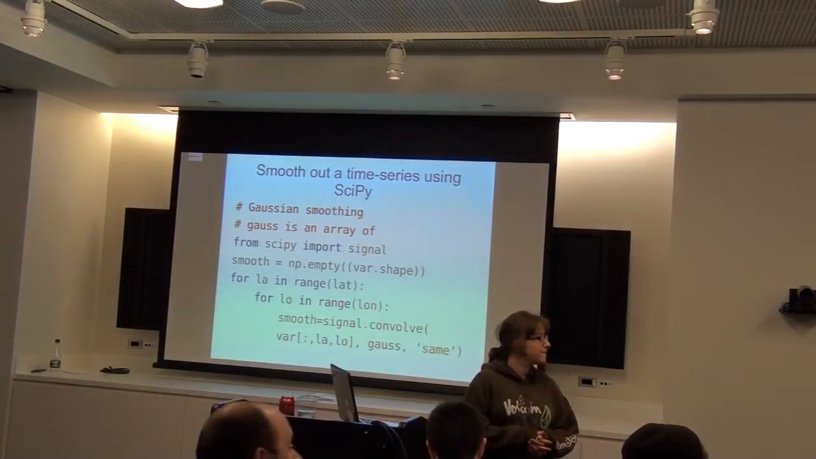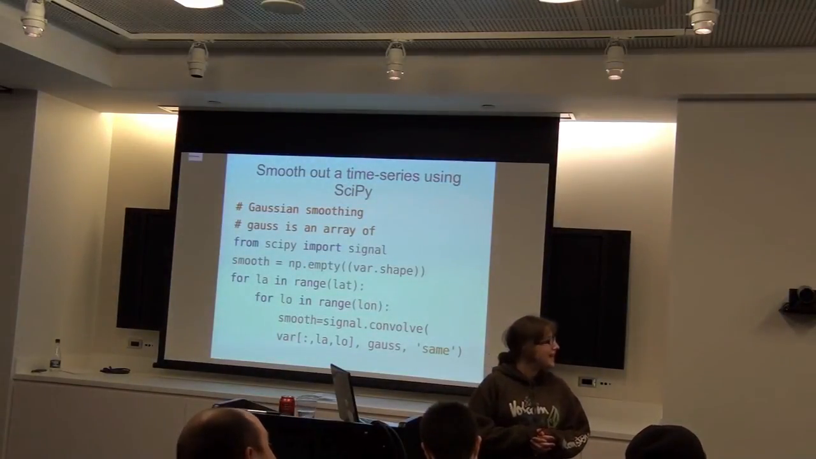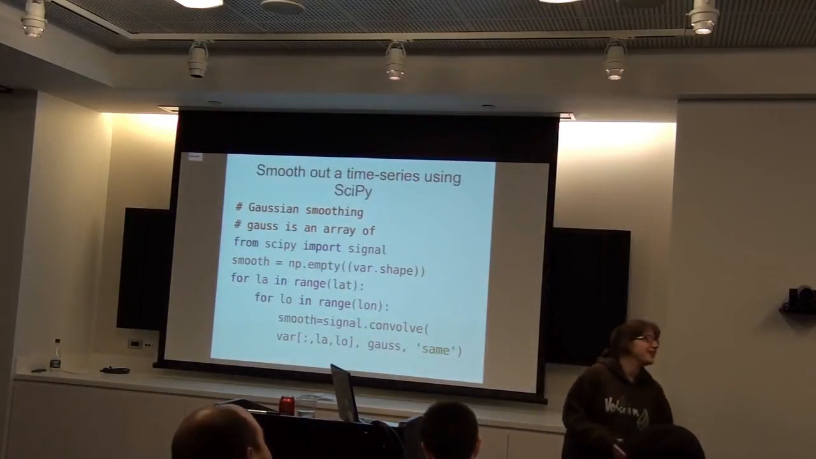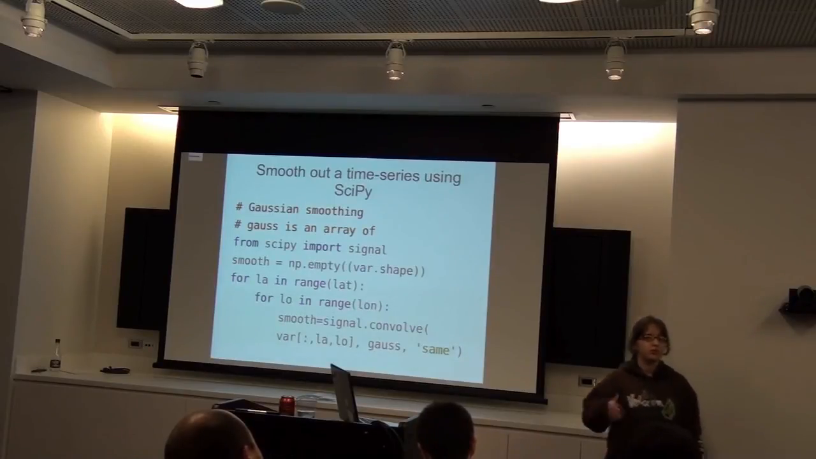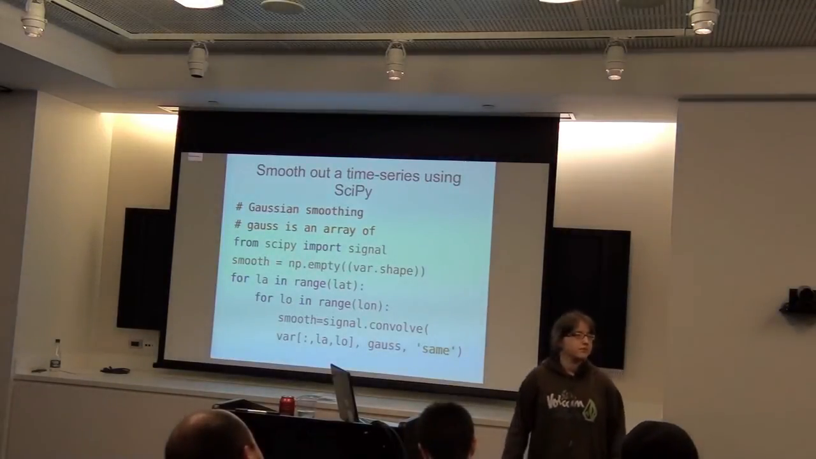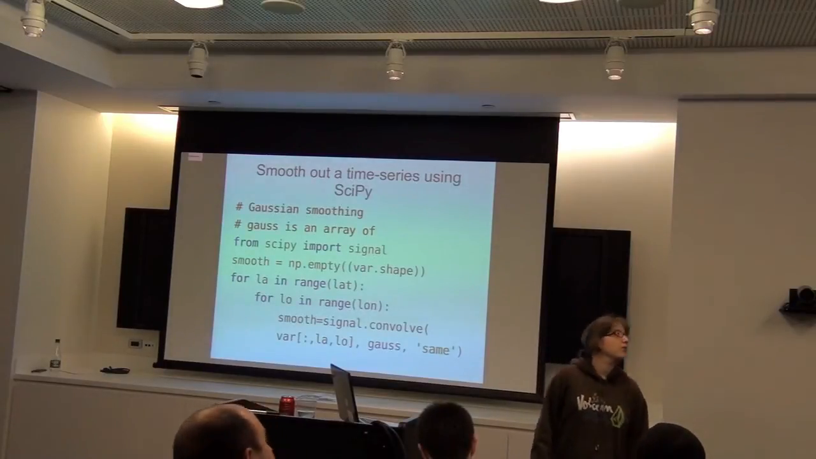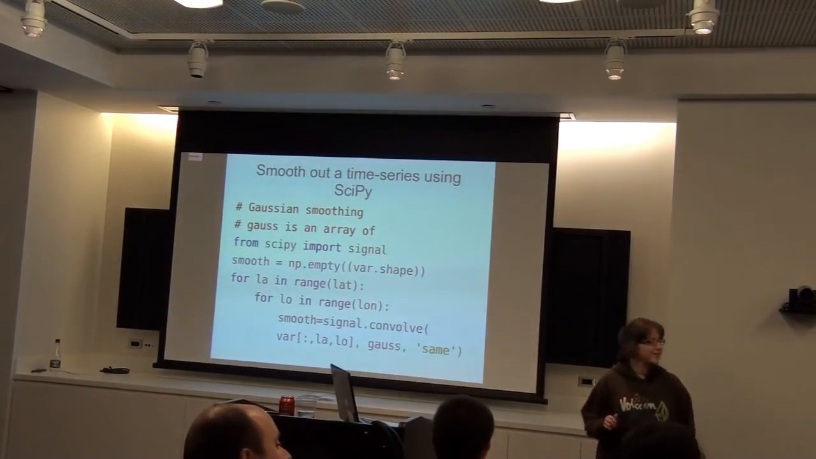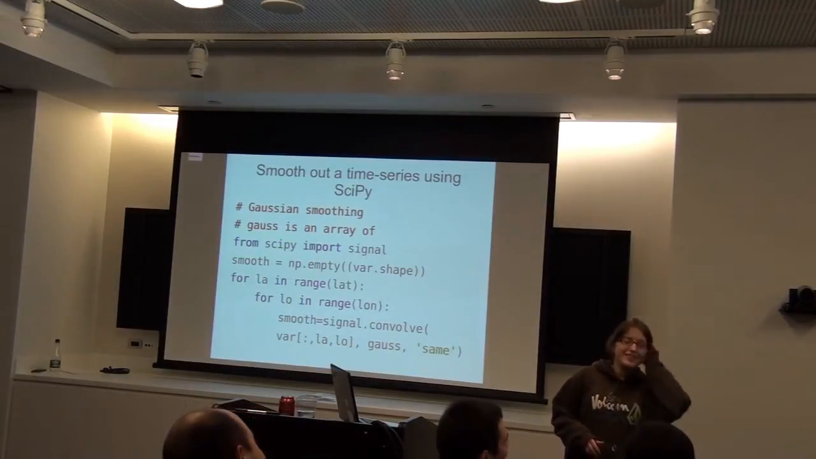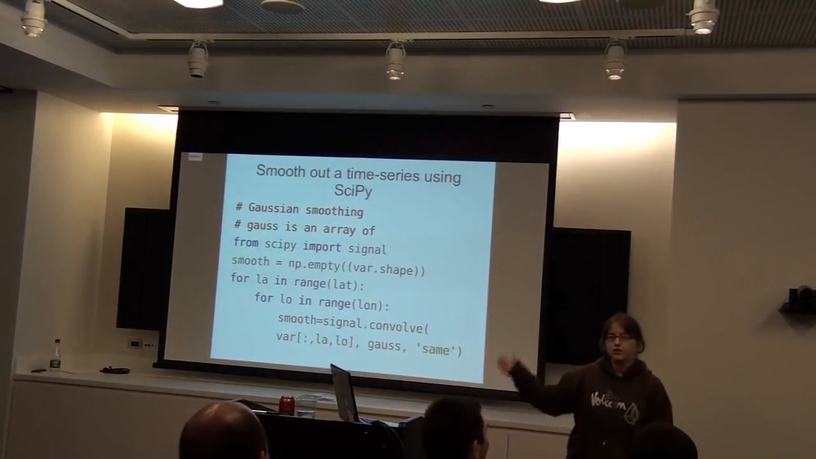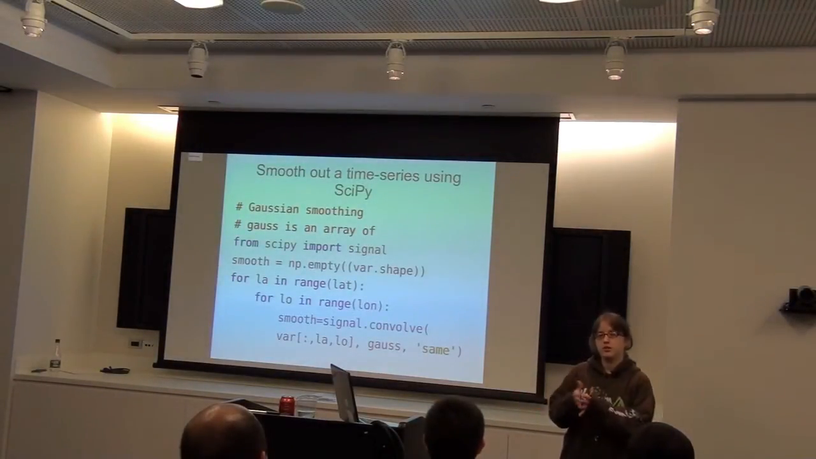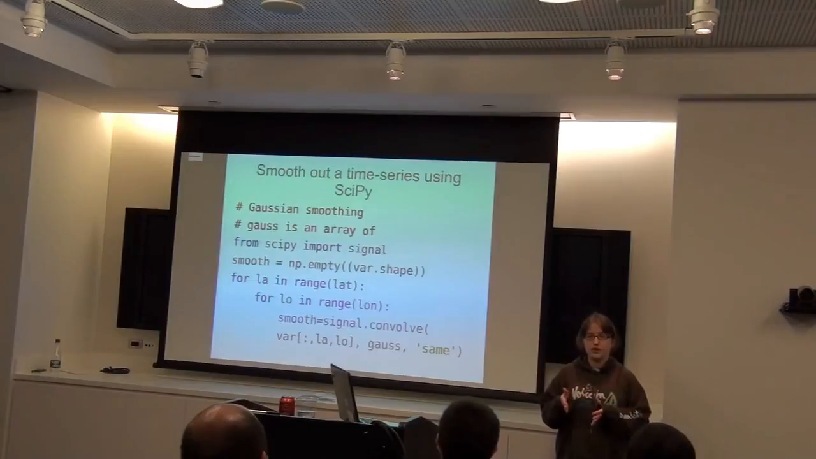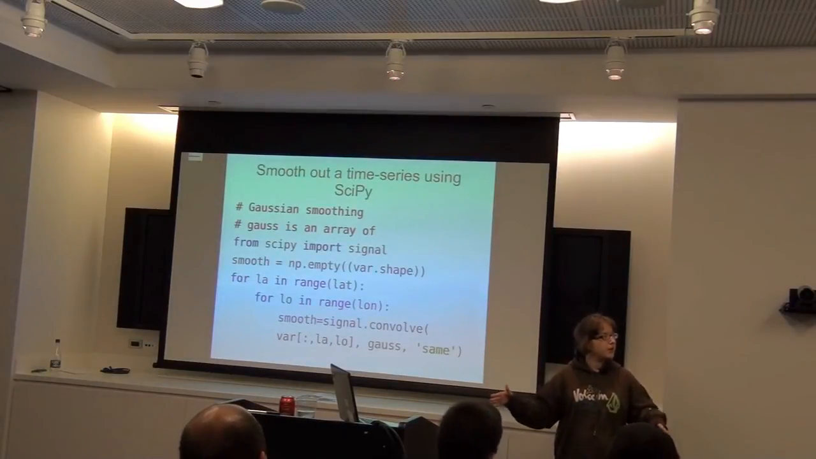Okay, so the comment is, Gauss is an array of? Yeah, Gauss is an array. It's a normal curve, basically. So it's an array of values that fit along a normal curve, a normal distribution for this data set. We're using that so that we can take all of the data under that and weigh it, so that signals closer to the point I'm looking at are going to be more important than stuff further away.